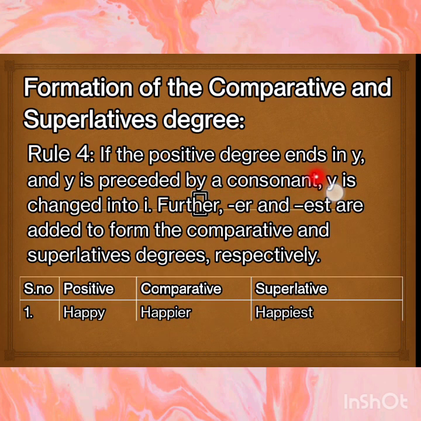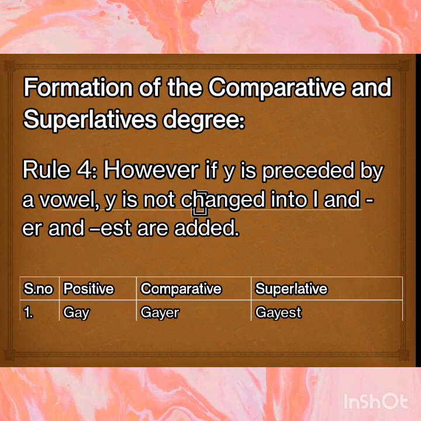Rule 4. If the positive degree ends in Y and Y is preceded by a consonant, Y is changed into I. Further, ER and EST are added to form the comparative and superlative degrees respectively. For example, happy. Here we will remove Y and add I and then ER in the comparative degree. So the comparative degree of happy will be happier. For the superlative degree, instead of ER we will add EST, and it will be the happiest. However, if Y is preceded by a vowel, Y is not changed into I, ER and EST are added, like gay. So it will be gayer, gayest. We will not add I in this.